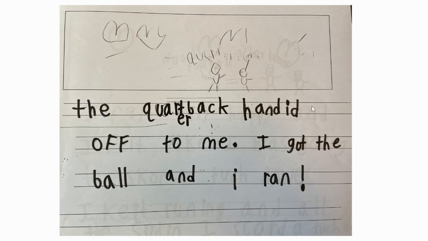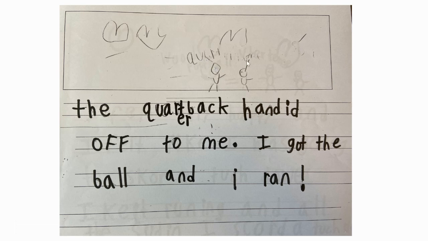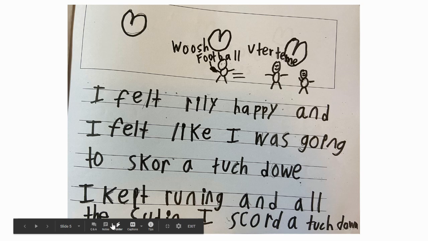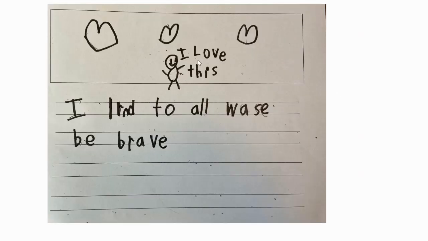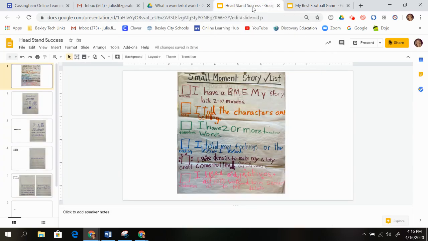This is his middle. The quarterback handed off to me. I got the ball and I ran. This isn't traced over very well up here, but you see he's got a label of the quarterback and then me. Now his middle is 2 pages. This is his second page of his middle. I felt really happy and I felt like I was going to score a touchdown. I kept running and all of a sudden I scored a touchdown. And here he's got the other team labeled, and whoosh, he added a sound word, and then he's labeled the football. Then his ending says, I learned to always be brave. I love this. So this is an example of another first grader's story.